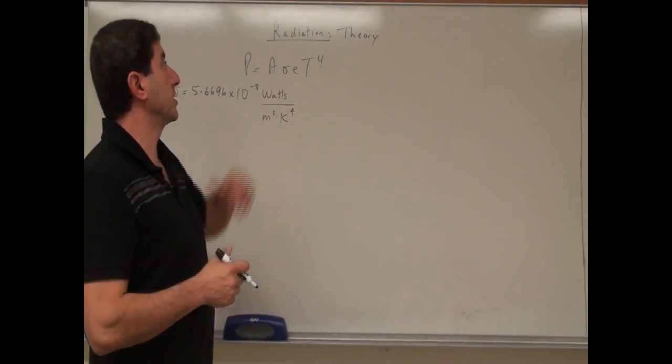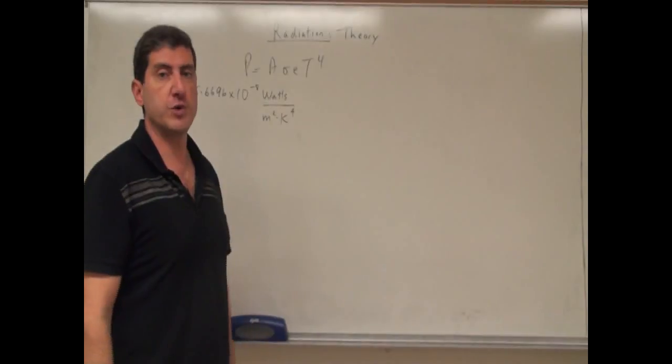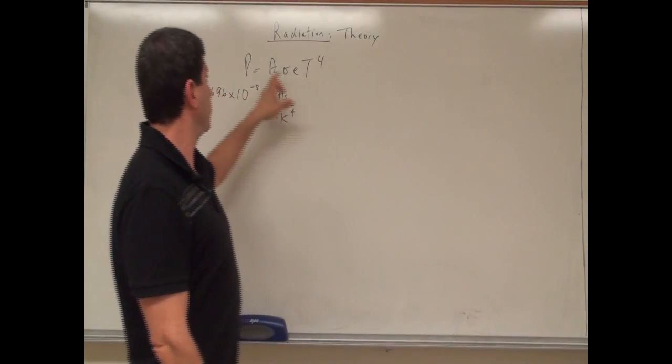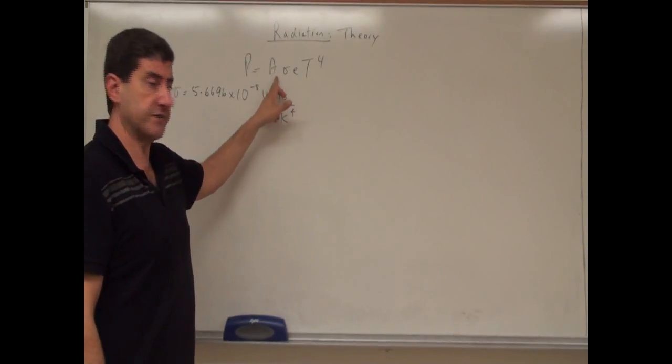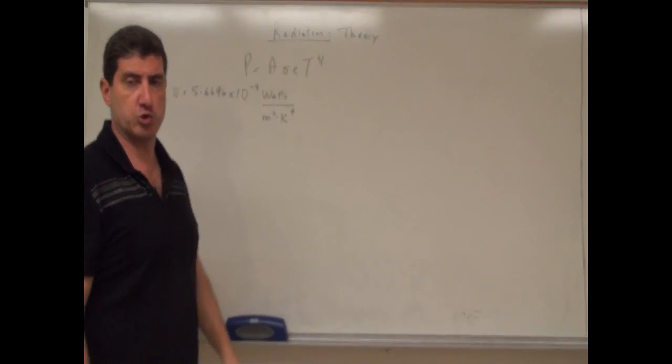Get to the section where we're going to explain the power radiated from an object. This is known as the equation for radiation. So we'll go over the theory. This power is equal to the surface area of the object times sigma times E times T, its temperature, to the power 4.